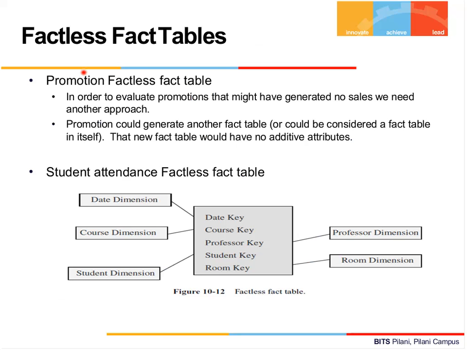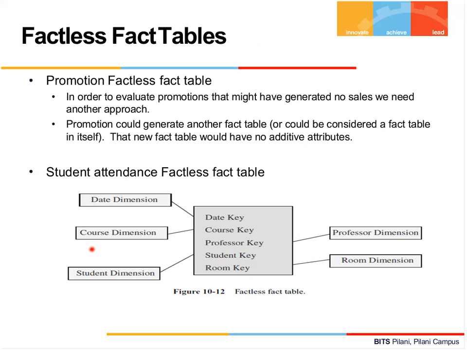In this example you see there's a date key, course key, student key, professor key, and room key. There is no value here. This is an example I took from our textbook, chapter 10, figure 10.12. What the author is trying to tell us is, let us say a student is enrolling in a class from a professor on a certain day, and the course and the room that he is going to come and sit in.